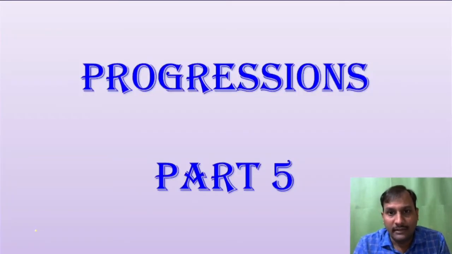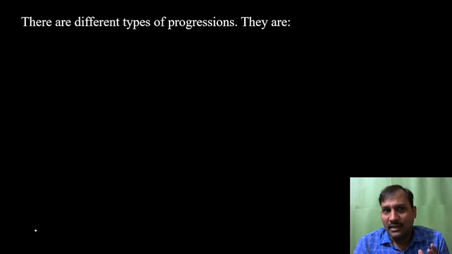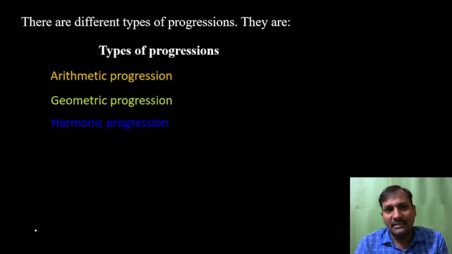Progressions part 5. Before watching this video, make sure that you have watched parts 1, 2, 3 and 4. In this video, we are going to learn about geometric progression. We know that there are different types of progressions: arithmetic progression, geometric progression and harmonic progression. Already we have learned about arithmetic progression. So today we are going to learn about geometric progression.